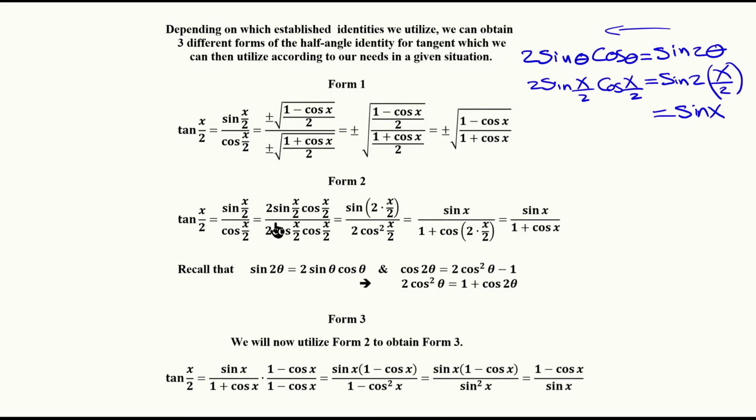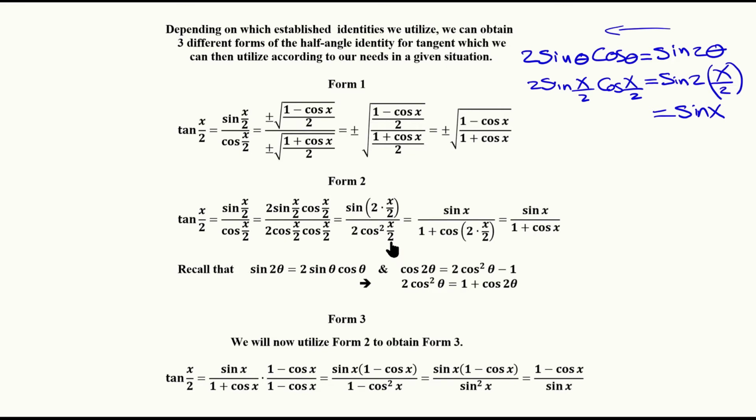So this is what we're talking about here. We're saying 2 sine x over 2 cosine x over 2 equals sine of 2 times x over 2, as we were explaining over here. So we end up with just sine x on the top, and this is of course cosine times cosine of the same thing becomes cosine squared of that item, and we get cosine squared x over 2.